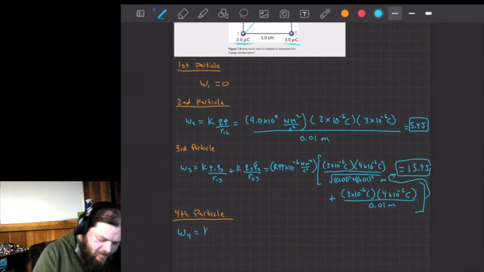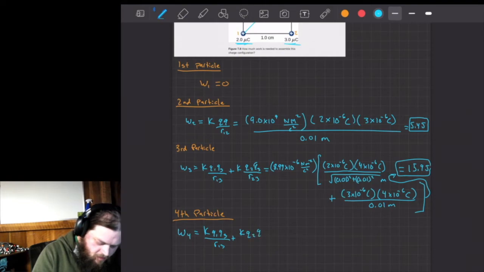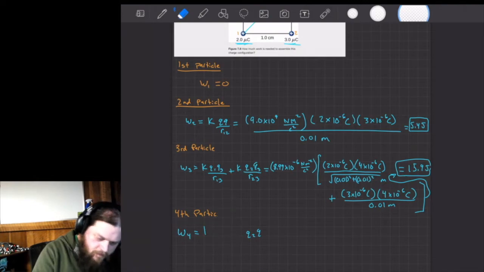In this case, it's similar. We just add up another charge that we have to worry about, over R13 plus K Q3... Q should look like... 1, 4. A big eraser.